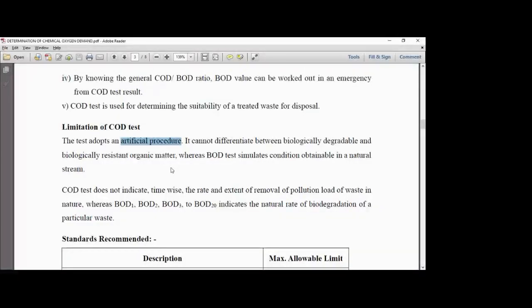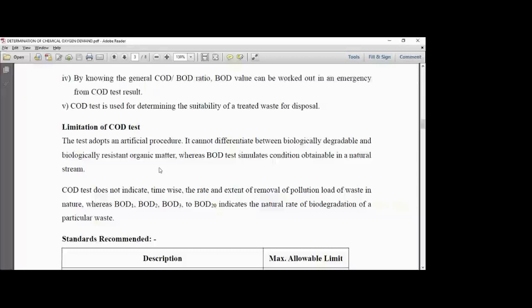Mark my word, what is the difference between BOD and COD? The BOD test is a natural oxidation happening with the help of microorganisms, and COD is an artificial oxidation happening with the help of a chemical oxidizing agent at a very high temperature. When I say very high temperature, that means 150 degrees Celsius. And why have we kept the temperature this high? Because we want the results in less time.